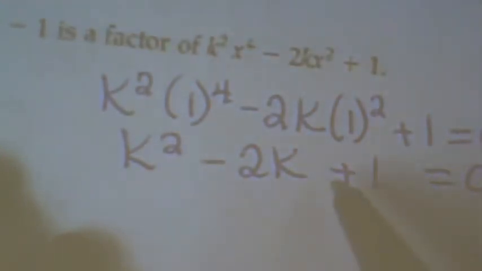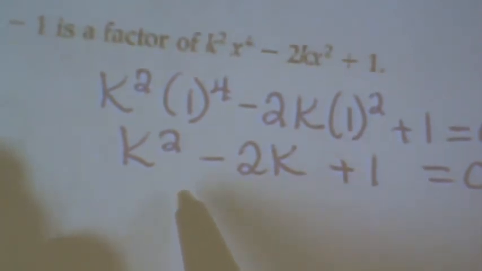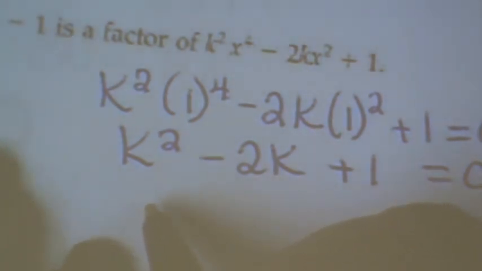And what would k have to be? K would have to be, if we put a 1 here, you're going to solve this for k. You can use, you want this to be 0.